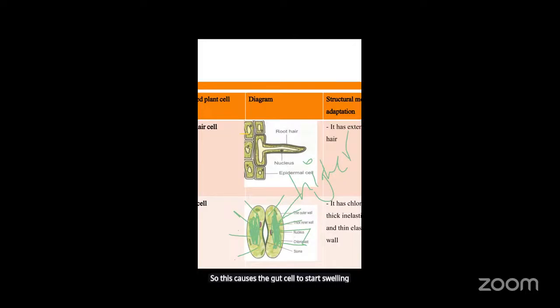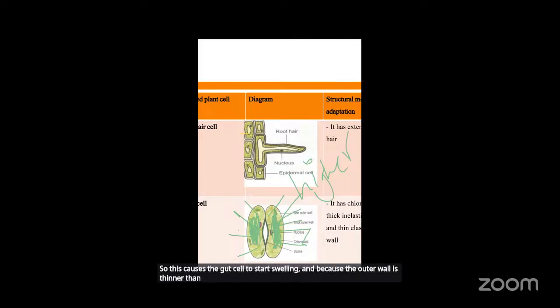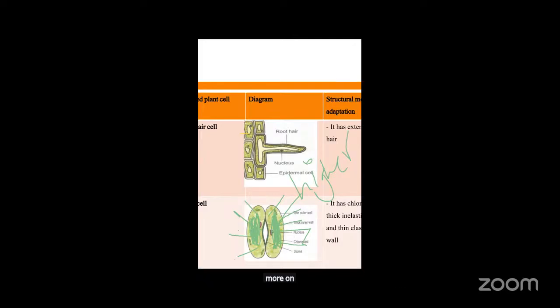And because the outer wall is thinner than the inner wall, the guard cell swells more on the outer side than the inner side. And this creates a space in between, which we now call the stomata. Are we together up to that point?